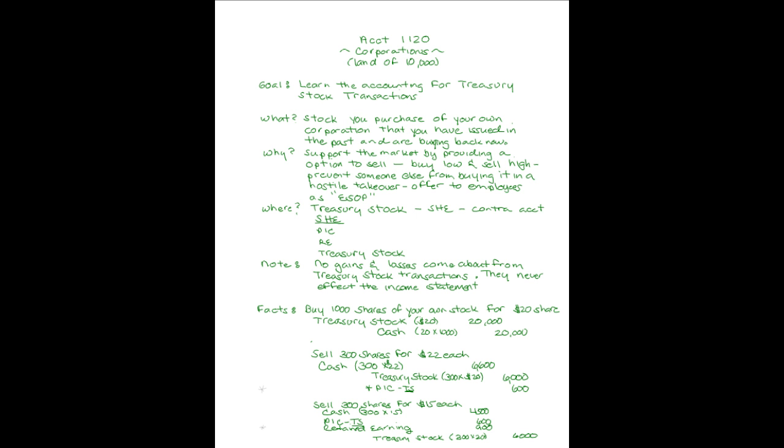You can see in this way that I haven't had any gains or losses hit the income statement. When I sold treasury stock at a gain, I didn't call it a gain. I went to paid-in capital treasury stock transactions. It's like a gain, but we can't call it that. And when I had a loss, it went directly to retained earnings because I can't have a loss on treasury stock transactions.